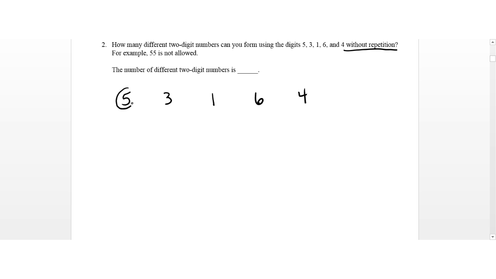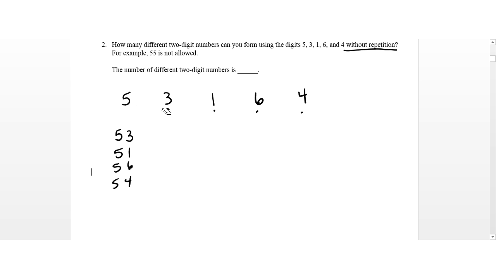So we'll start with the first digit, 5. And again, we don't have to start with 5. We can start with 1 or 6 or 4 or 3. But I'm just going to go in order that the numbers are listed. So choosing 5, 55 is not an option, but of course 53 is an option, 51 is an option, 56 is an option, and 54 is an option.